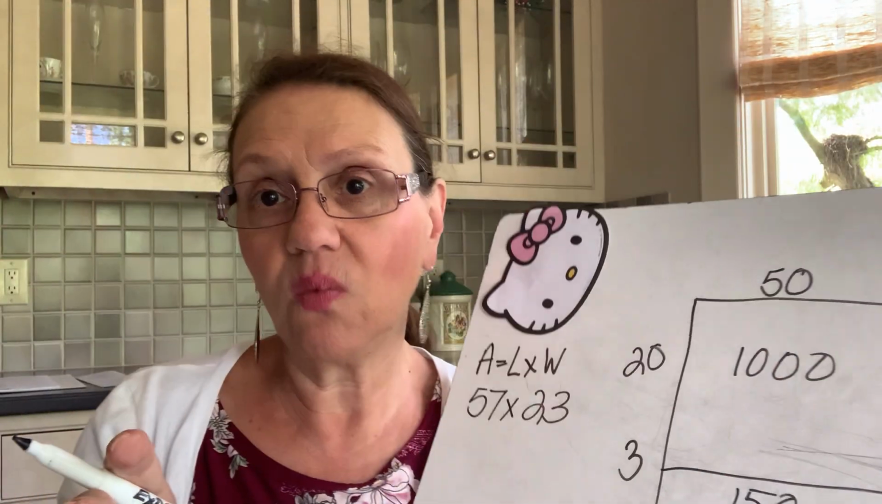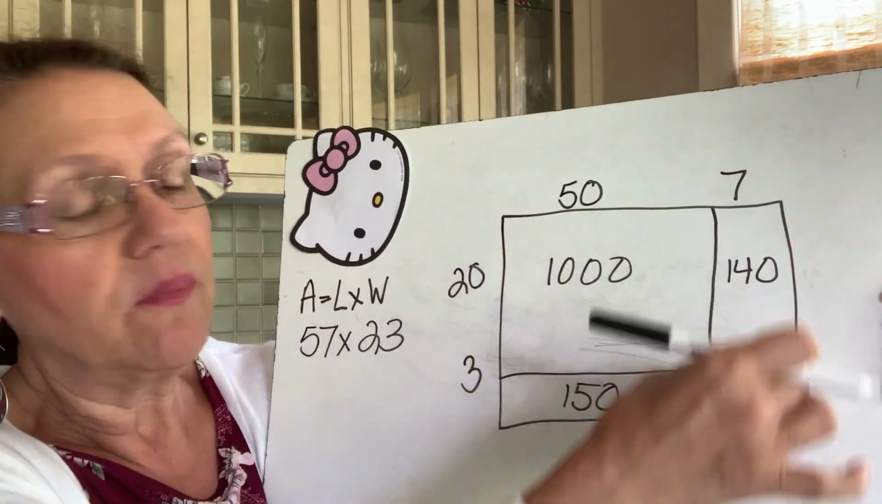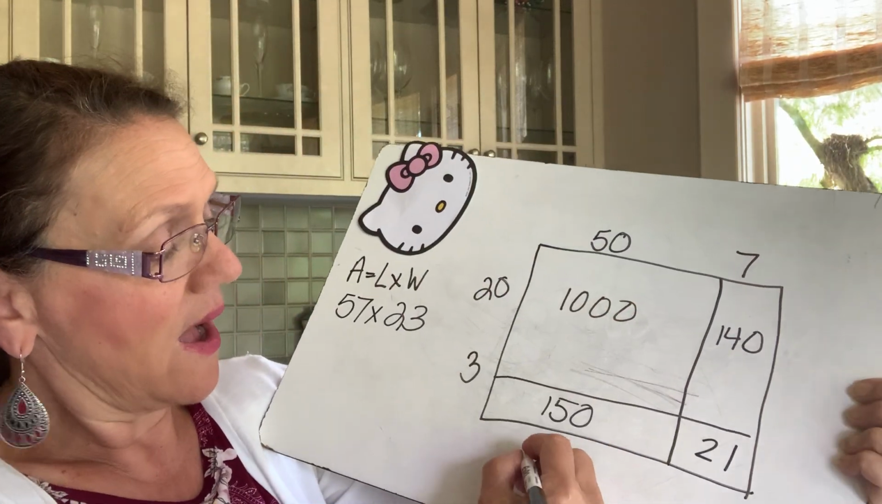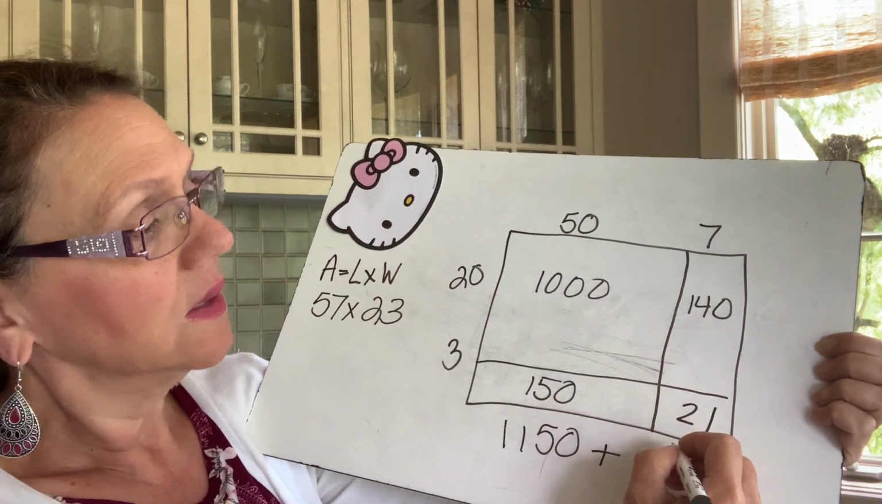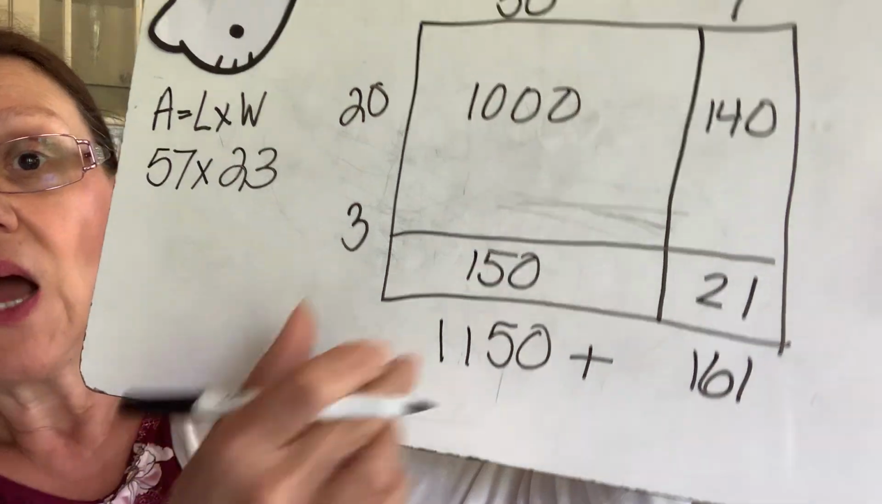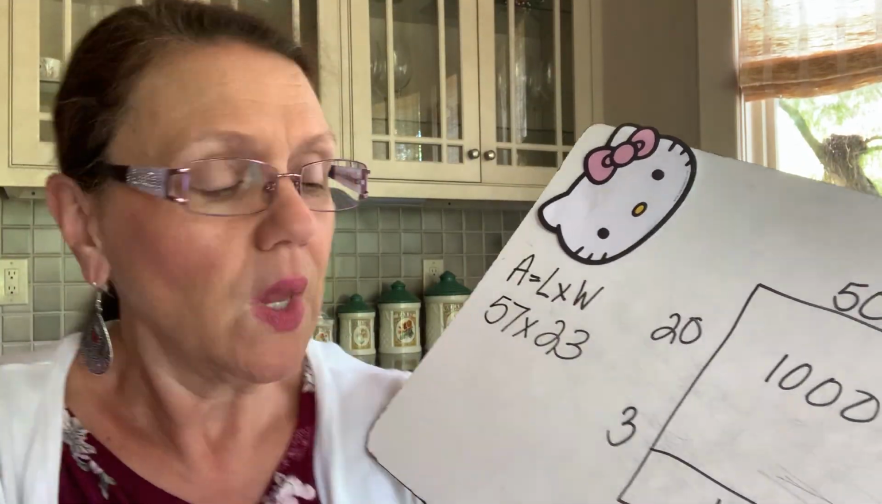Now, how I do this, one little trick, is I just add my columns, my two columns, because I'm going to do that anyway, right? So I have 1,150 plus 161. See how I did that? I used the columns. That just saves me from writing it all over again.